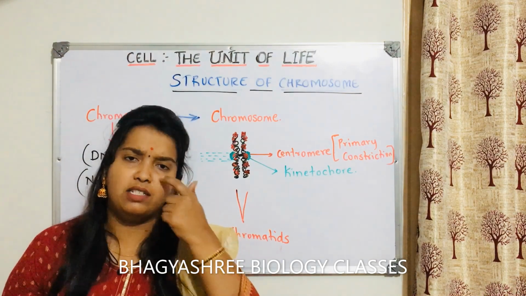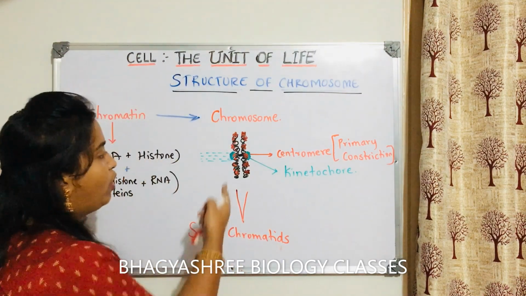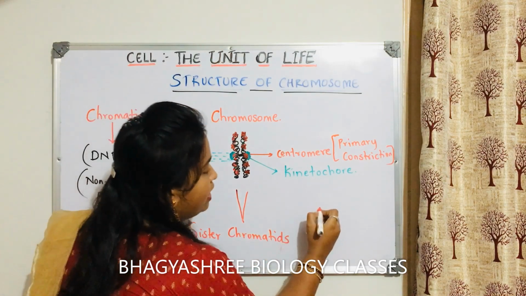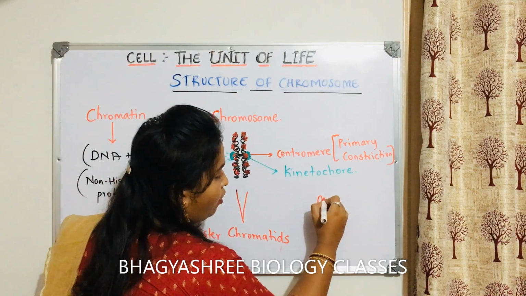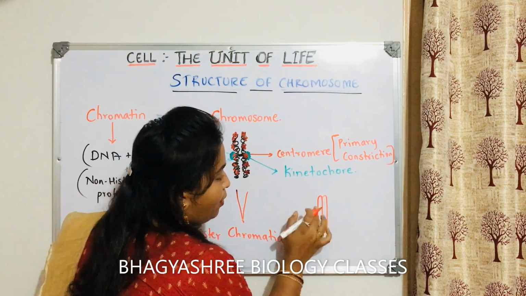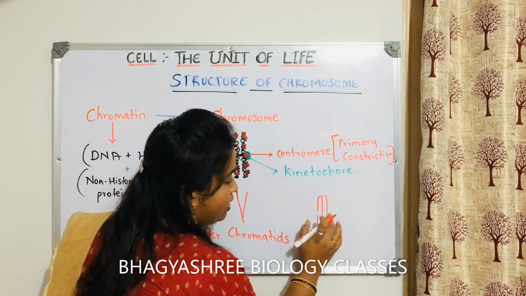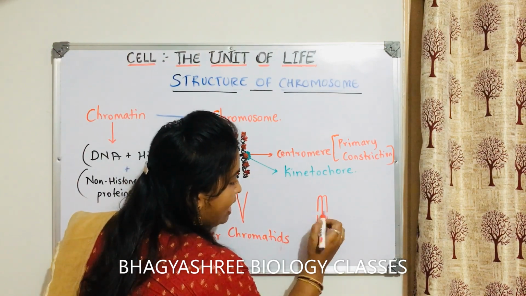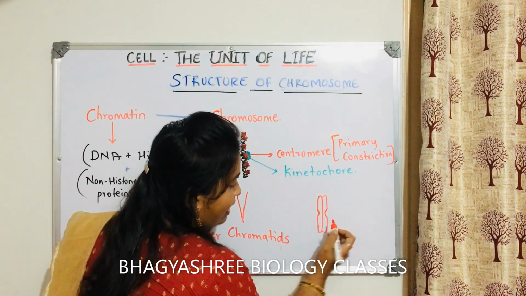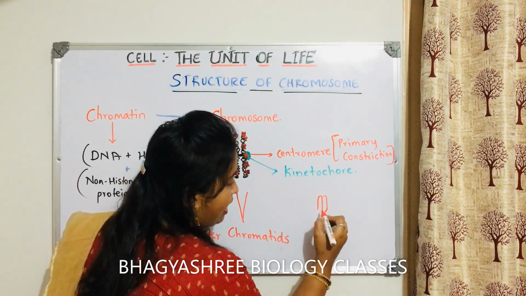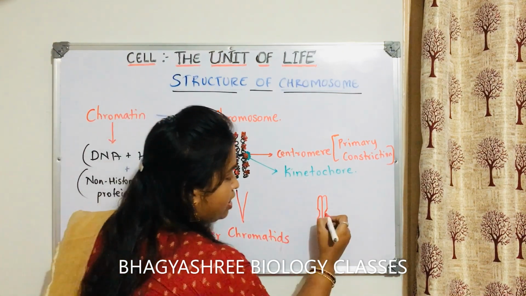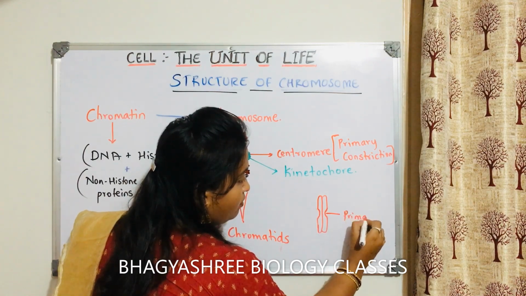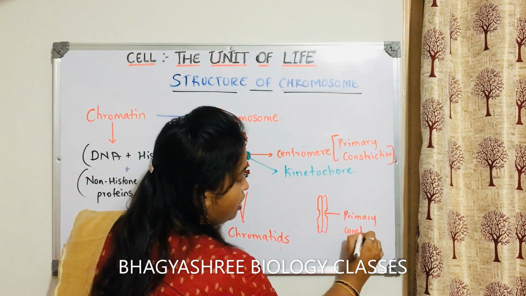Now what is this primary constriction? See, I am not able to show it here, anyways, I'll show it here. For example, if this is one chromatid and this is another chromatid, both of them have attached here in this region. So this is how you can see there is a constriction here. Because of the attachment, you can see a small groove type structure here. Compression you can see. So this is the primary constriction.